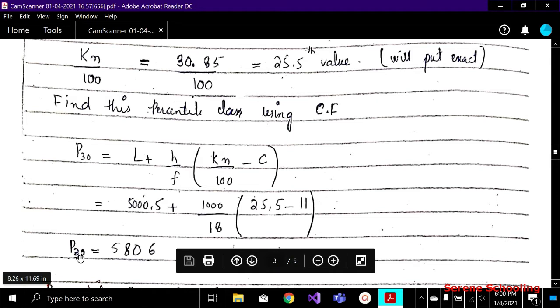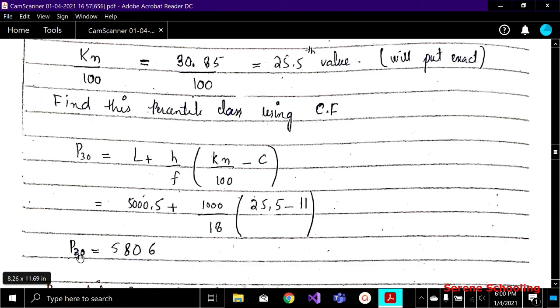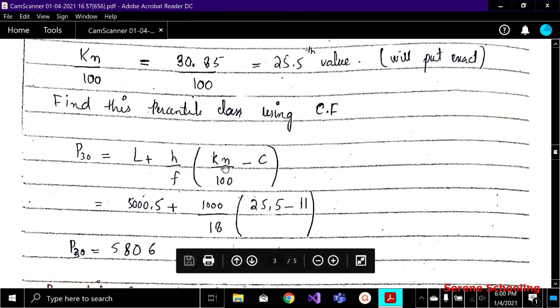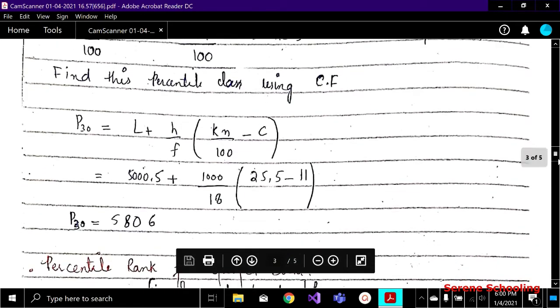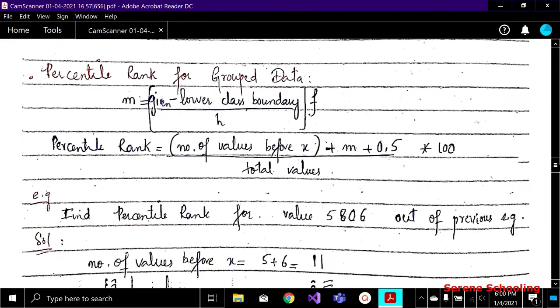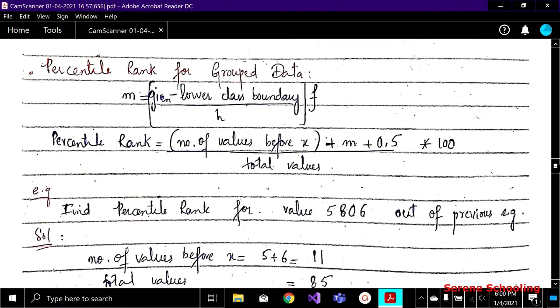So this is how we find the percentile value using the grouped frequency distribution, okay? You just have to remember the difference in the formula. You will see the percentile rank for the grouped data as well as you have seen for the ungrouped data. This is the percentile rank formula, that is number of values before x plus 0.5 over total values into 100. In grouped data, this m has been introduced.